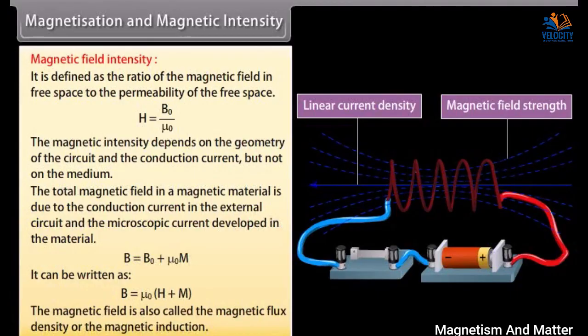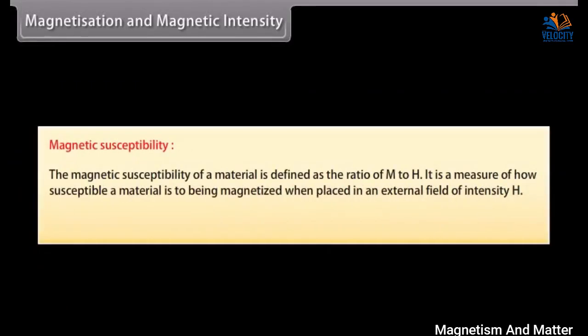The magnetic field is also called the magnetic flux density or the magnetic induction. The magnetic susceptibility of a material is defined as the ratio of M to H. It is a measure of how susceptible a material is to being magnetized when placed in an external field of intensity H. M is equal to product of Xi and H.